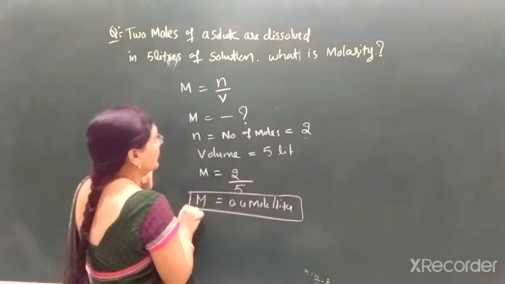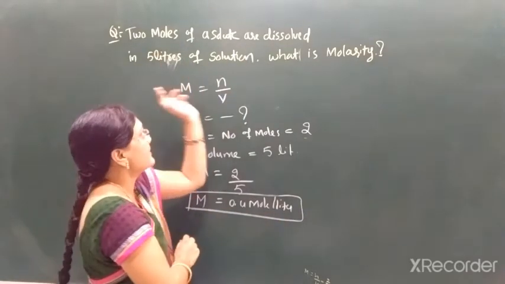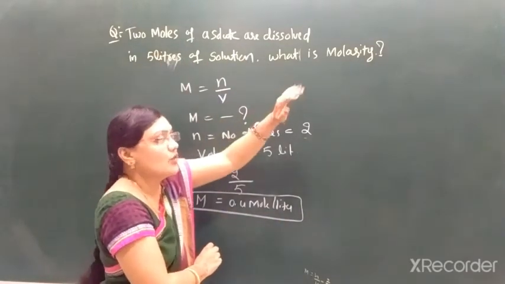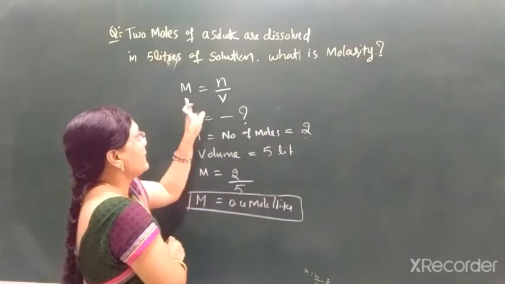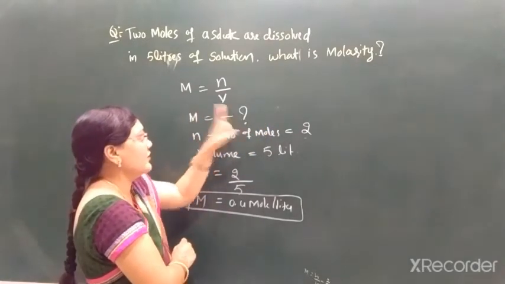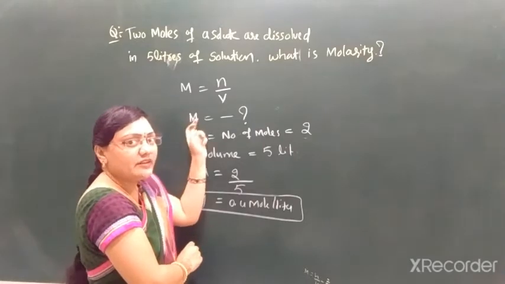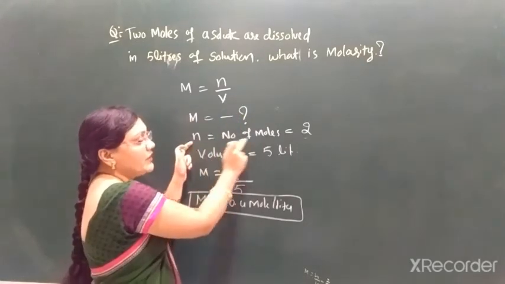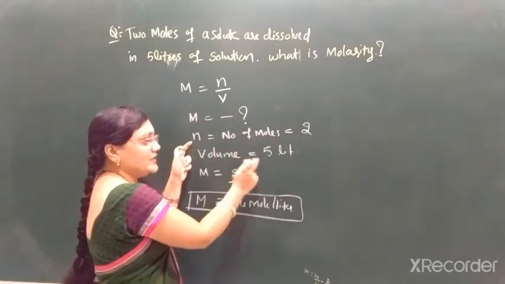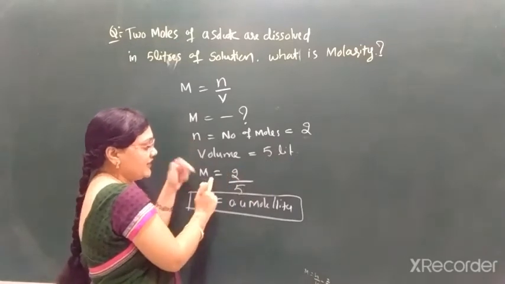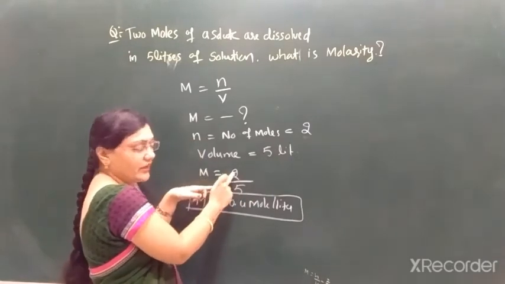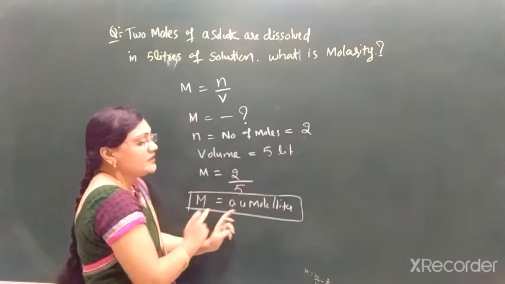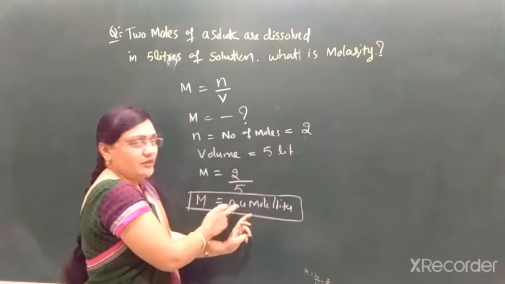Okay, all of you understand? 2 moles of solute are dissolved in 5 liters of the solution. What is molarity? Molarity formula is M equal to n by V. Molarity is unknown, n, the number of moles, is 2, and V is 5. So 2 by 5. The answer is 0.4.